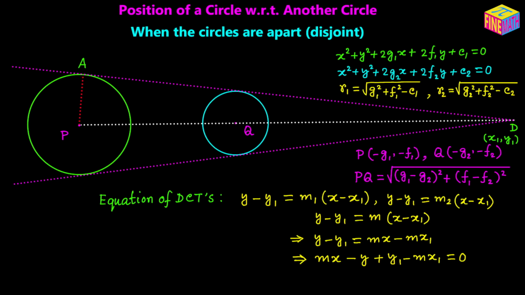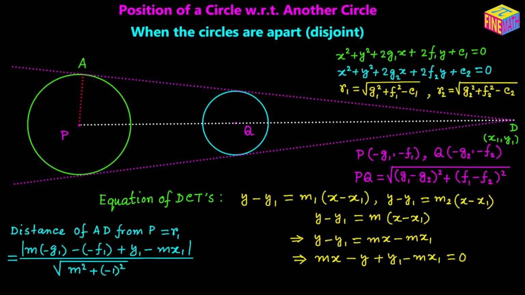Now what is the distance of the AD line from P? Well, that distance is nothing but the radius of the larger circle, which is r sub 1. And now if we use the formula for the distance of a line from a given point, we can write that distance like this. I have already created a separate video on this topic. I have shared the link in the description. Feel free to watch that video. So I am simply using the formula for the distance of a line from a given point. And the coordinates of the given point P are of course negative g sub 1 comma negative f sub 1.